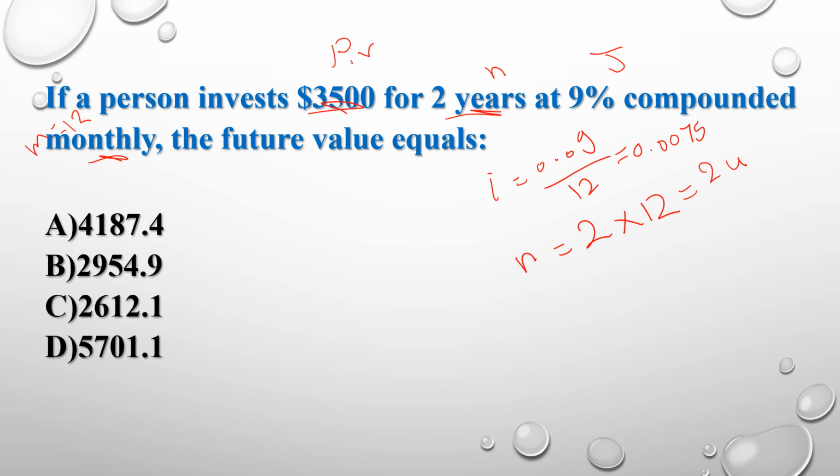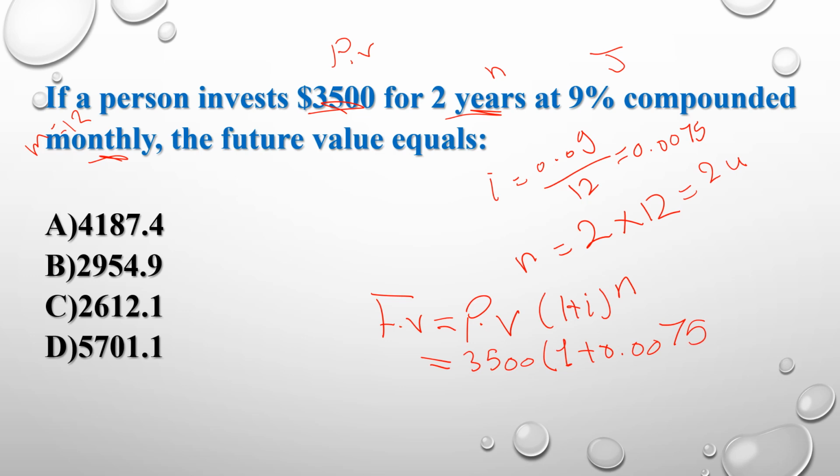The future value here, FV, equals the present value times 1 plus I to the power n. And we have the present value, which is $3,500, times 1 plus I, which is 0.0075, to the power n, which is 24. So this equals 4,187.4. So the correct answer is A.